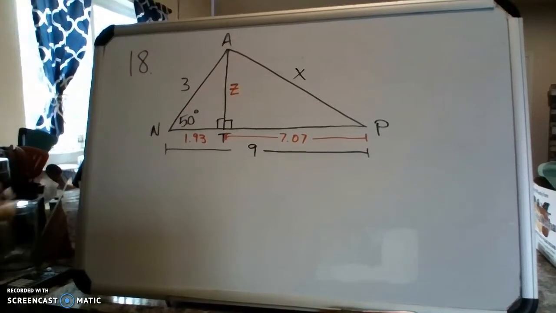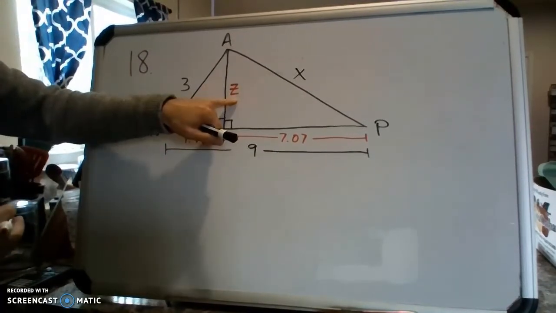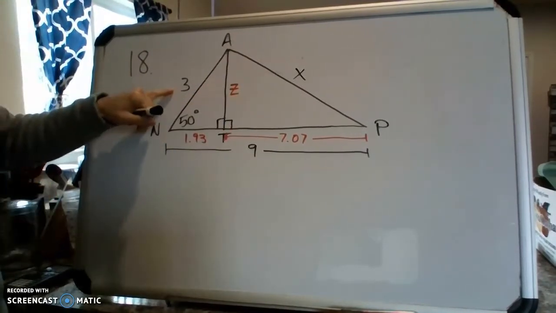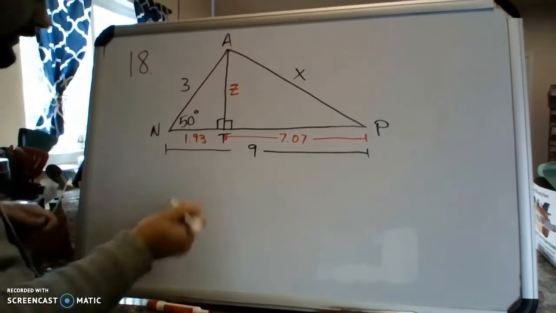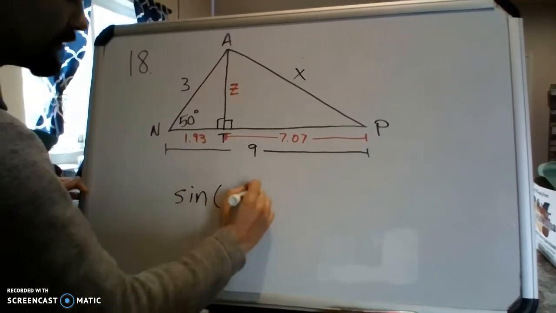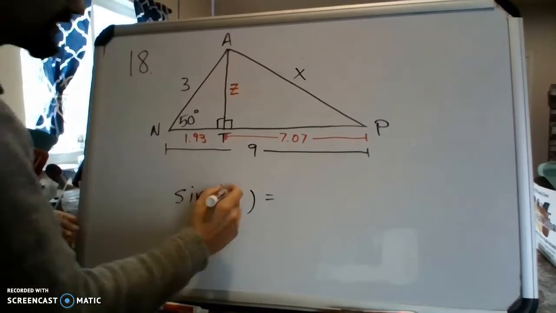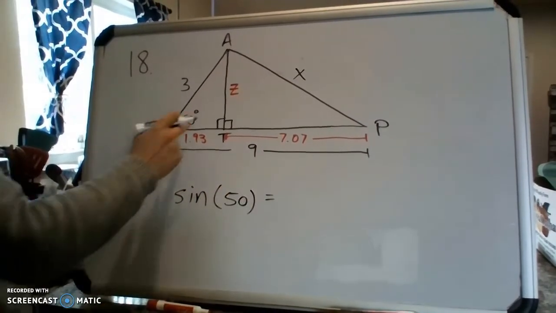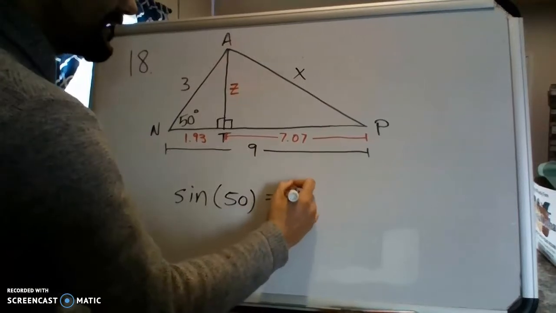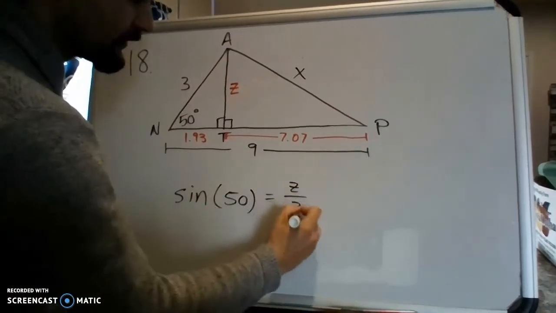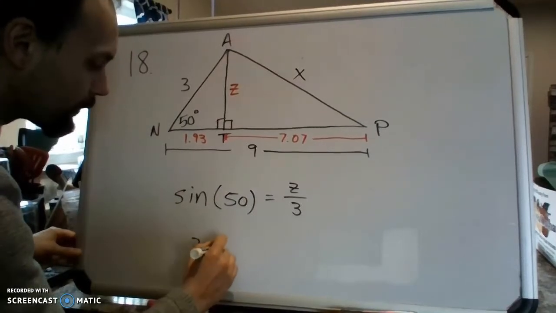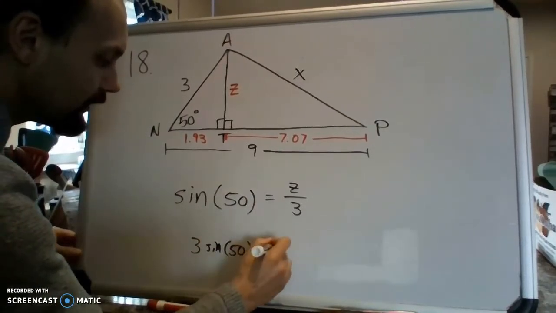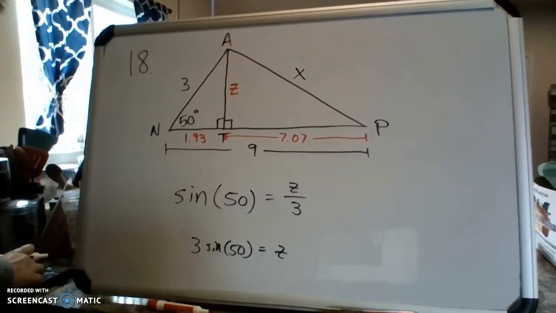We'll call that Z. Compared to the 50 degrees, Z would be the opposite side, and 3 is still the hypotenuse. So opposite and hypotenuse, the sine ratio uses opposite and hypotenuse. So that would be sine of 50 degrees would equal the opposite side Z over the hypotenuse, 3. Once again, we multiply by 3 on both sides, and we find that Z would be equal to 3 times the sine of 50.